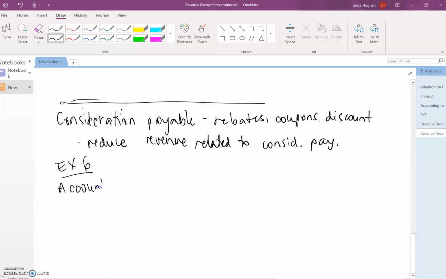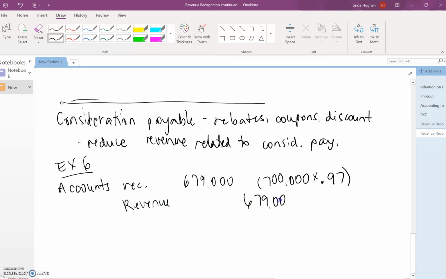There's no cash here. We have accounts receivable. And accounts receivable should be reduced by the amount of the expected discount. So we are only going to record 97%, or 100% less the 3% discount. Accounts receivable is increased by $679,000, and we're going to increase revenue by $679,000.